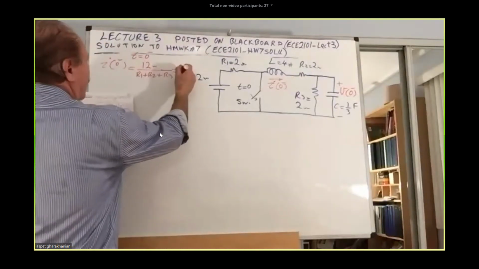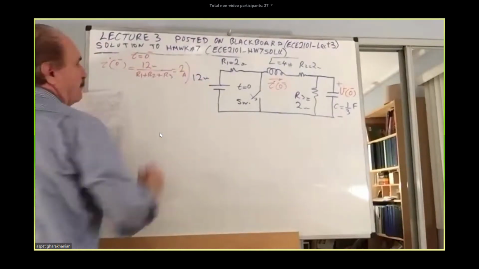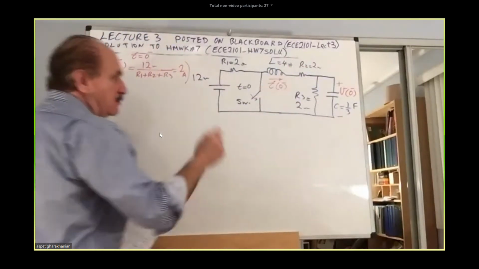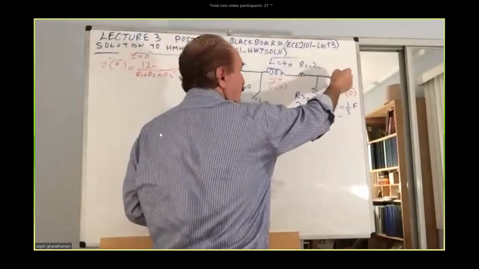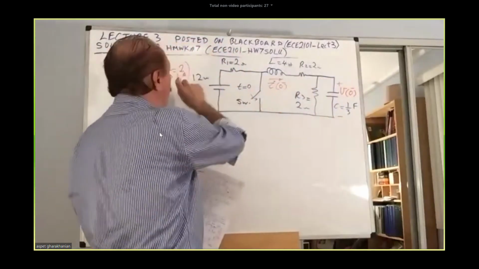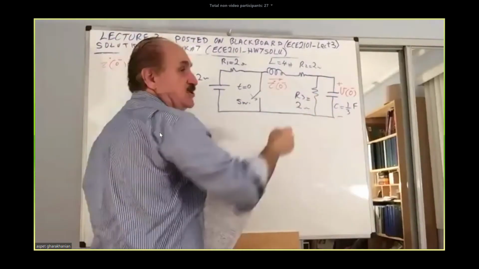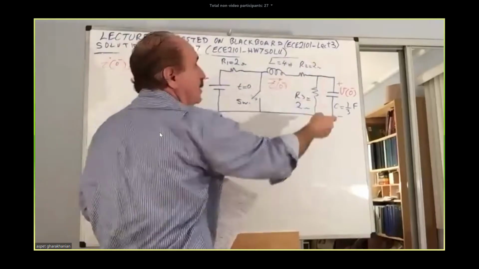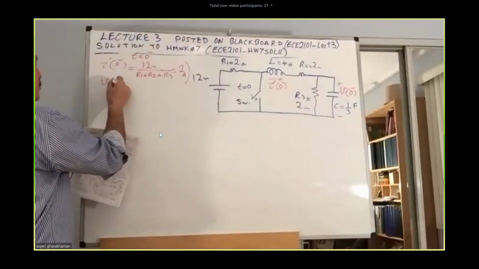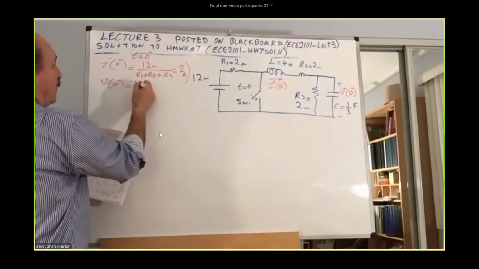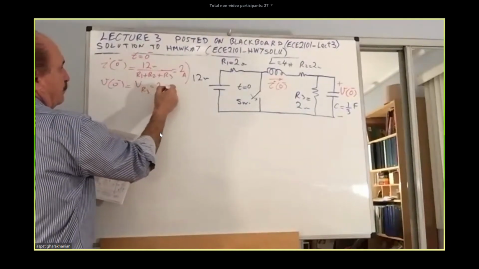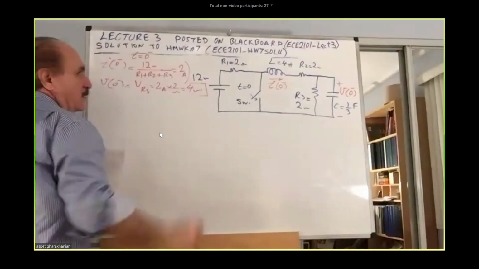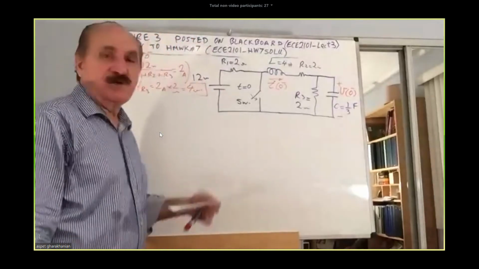And this adds up to 2 amp. That's 6 ohm, 12 over 6 ohm, that's 2 amps. Voltage of capacitor at that moment is going to be the voltage of the resistor R3. So you know the current of R3, multiply the 2 amp by R3, then you get V of 0 minus is equal to V of R3 is 2 amp times 2 ohms, that's 4 volt. There you are. This will be the initial voltage across the capacitor.